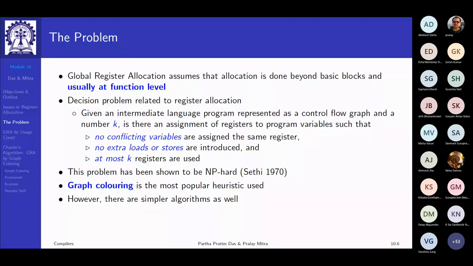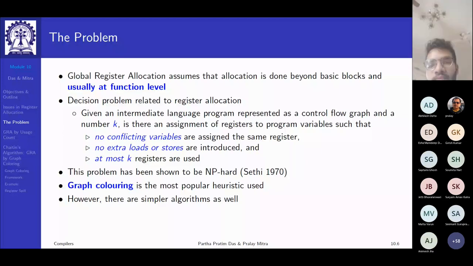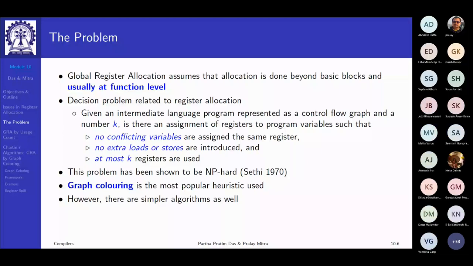Second is the cost function. So the first you can say is a constraint. Third also is a constraint that you cannot use more than k registers. So these are the two constraints of the optimization problem that you are converting into the decision problem. And the second is the cost function, which says that no extra load or store are introduced.